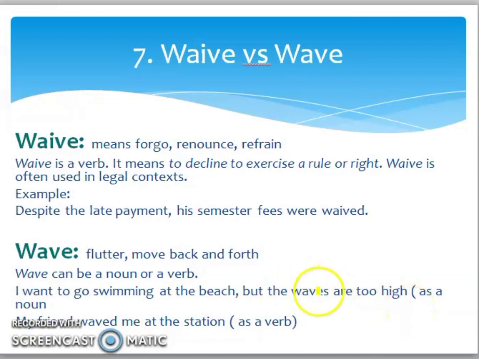Waves are too high means something. Okay, the waves are too high. Here it's used as a noun. Now let's use it as a verb. My friend waved me at the station. Now here it refers to an action. Okay, so it's used as a verb.